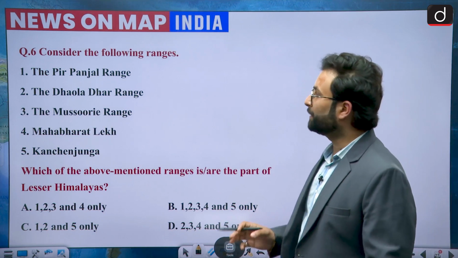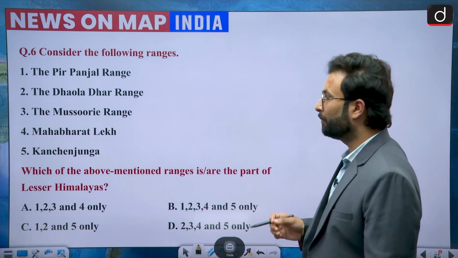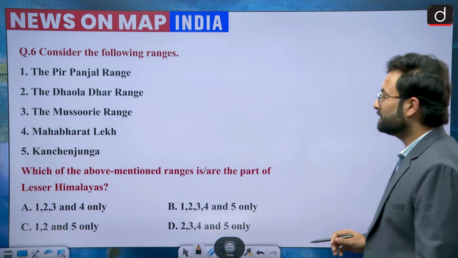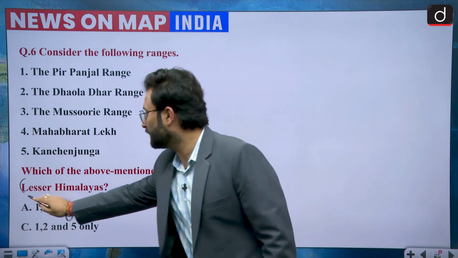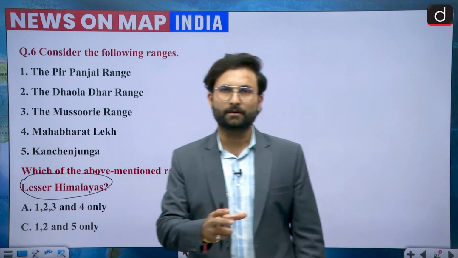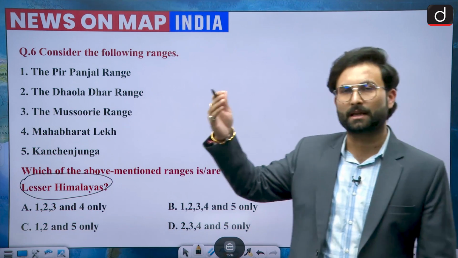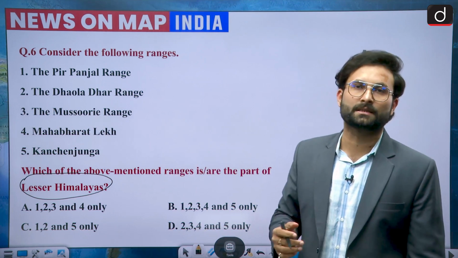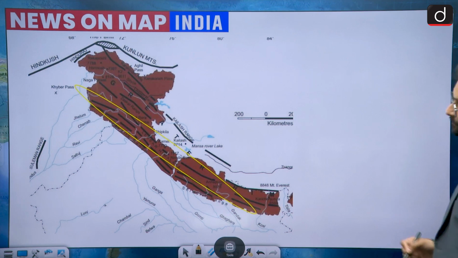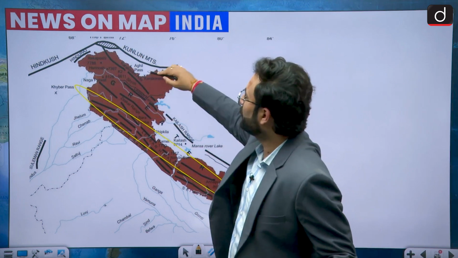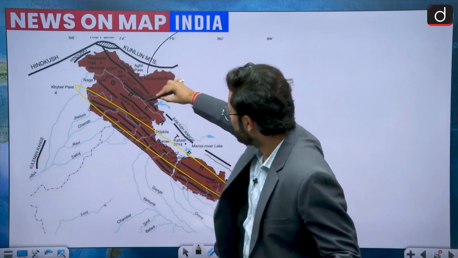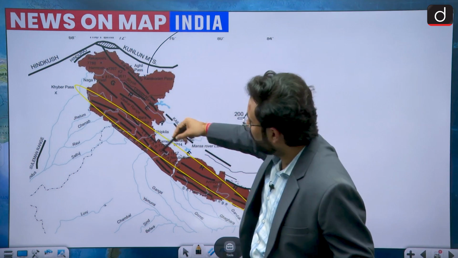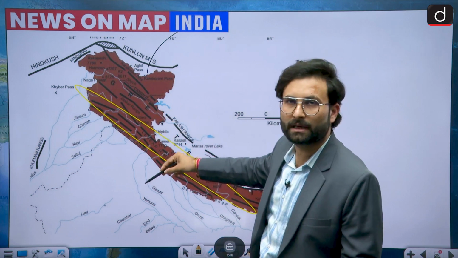Consider the following ranges: Pir Panjal, Dhauladhar, Mussoorie, Mahabharat, and Kanchenjunga. Which of the above mentioned ranges are part of the Lesser Himalayas? The Himalayas are divided into different parts: Trans Himalayas, then Greater Himalayas, then Lesser Himalayas, then the Shiwaliks. Here you can see, above would be your Trans Himalayas, then this range here is Greater Himalayas. Then these are Lesser Himalayas, and the southernmost part of the Himalayas is the Shiwaliks.